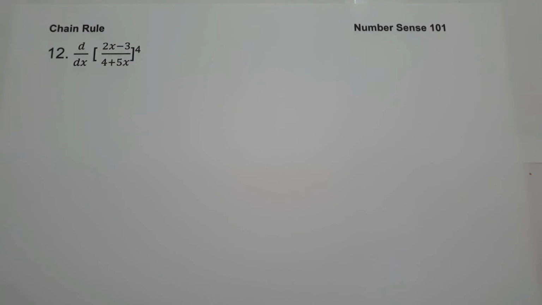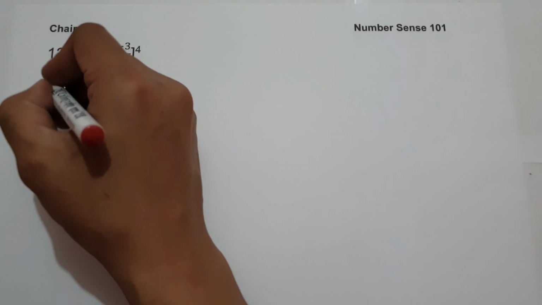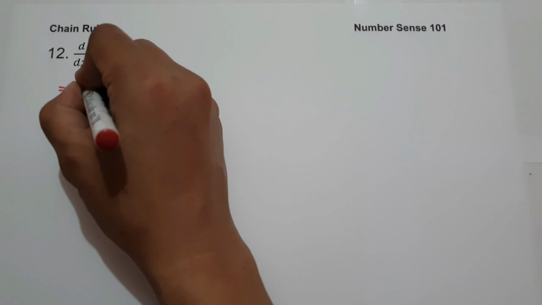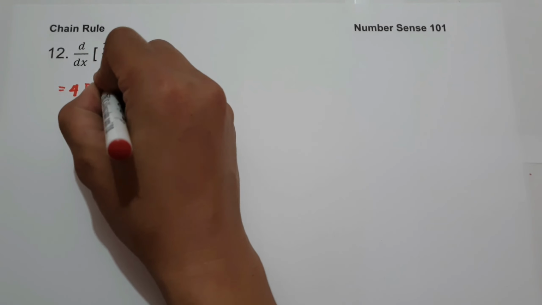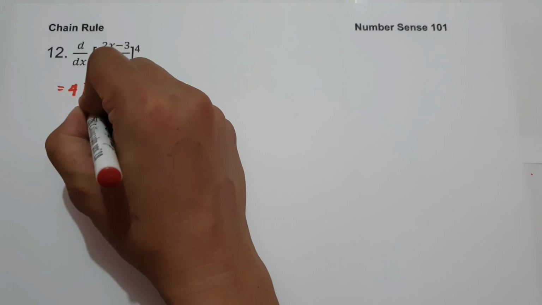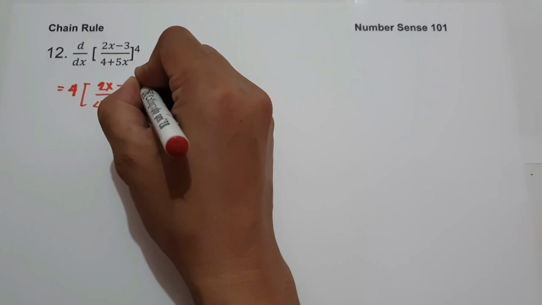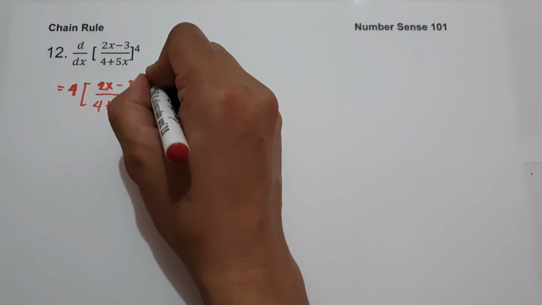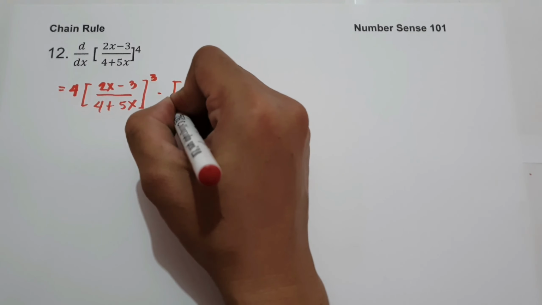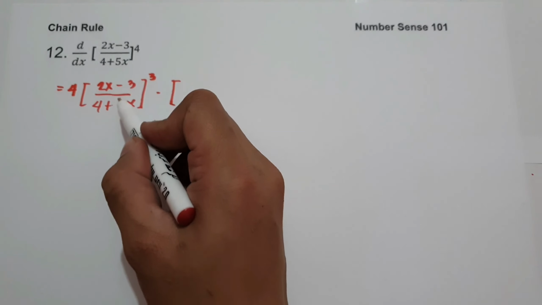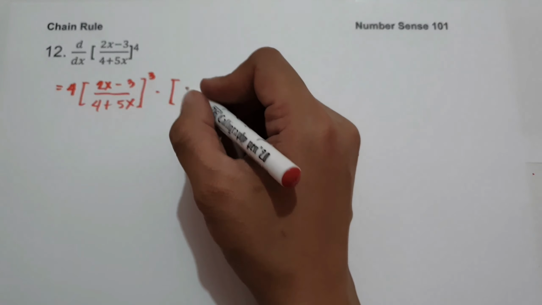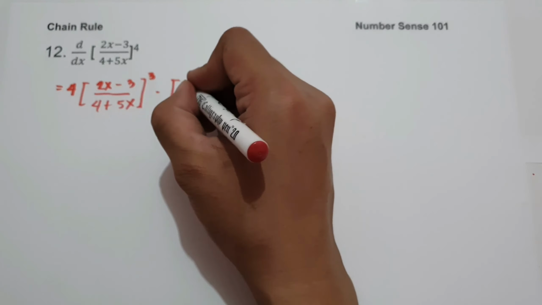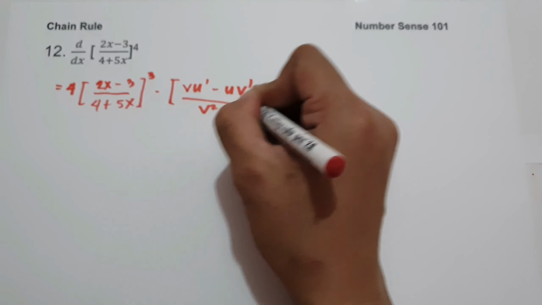On number 12, what is the derivative of quantity 2x minus 3 over 4 plus 5x raised to 4? So let us have the value of n, and that is 4, multiplied by quantity 2x minus 3 all over 4 plus 5x, and then 4 minus 1, that is 3, multiplied by the derivative of inside. Since inside is a quotient, we are going to use the quotient rule, that is v times u prime minus u times v prime all over v squared.